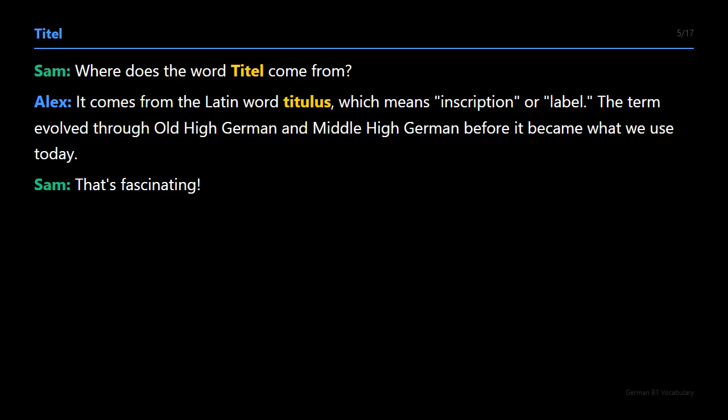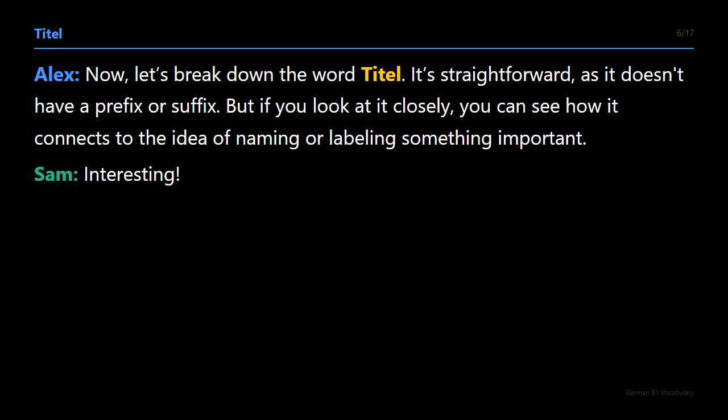That's fascinating. Now, let's break down the word Titel. It's straightforward, as it doesn't have a prefix or suffix. But if you look at it closely, you can see how it connects to the idea of naming or labeling something important. Interesting.